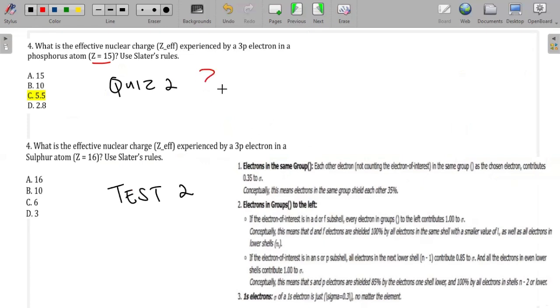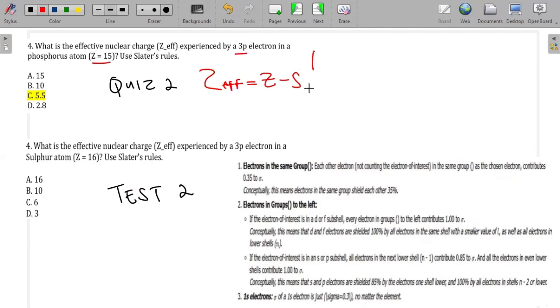To find the effective nuclear charge, we just use the formula: atomic number minus the shielding effect. This S here means the shielding effect. In some books, they write sigma like this. This is not a 6, but a symbol called sigma. But for simplicity, let's just use S, meaning the shielding effect of those electrons that we are talking about. So here they're asking, what is the effective nuclear charge experienced by a 3p electron?